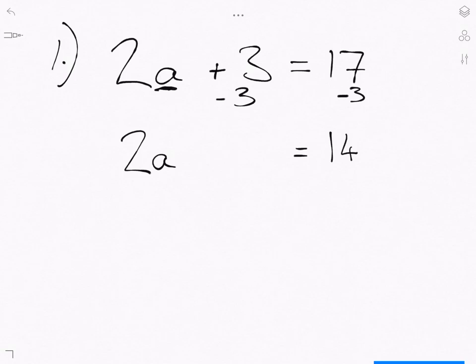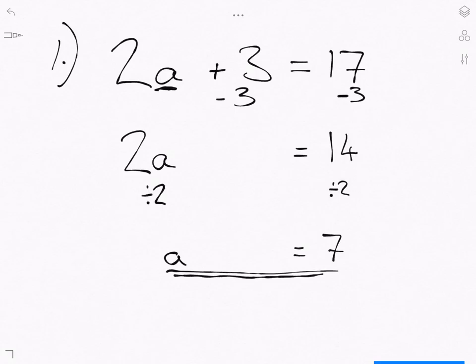So because it's 2 times, we do the opposite. So we're going to divide by 2. And same on this side. So 2a divided by 2 just gives us a. Okay. And 14 divided by 2, 7. And it's simple as that. There's our answer. A equals 7.